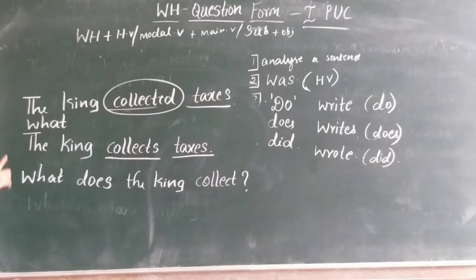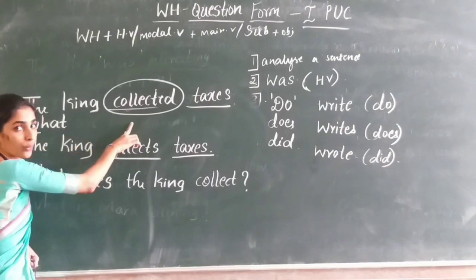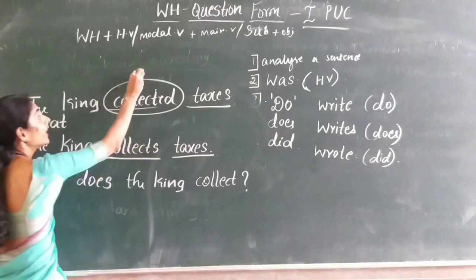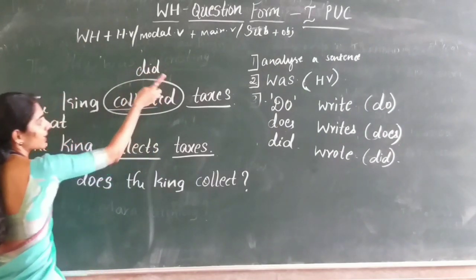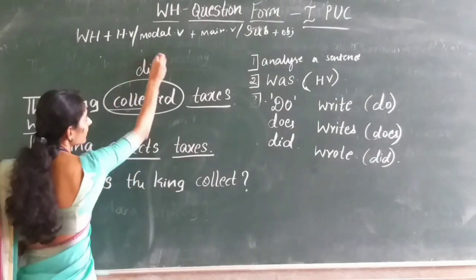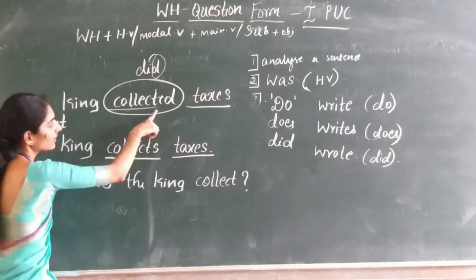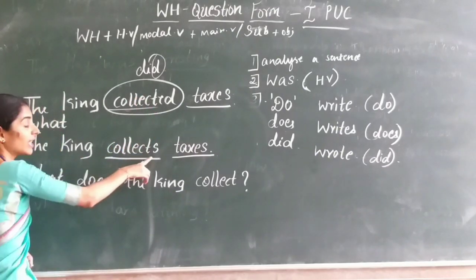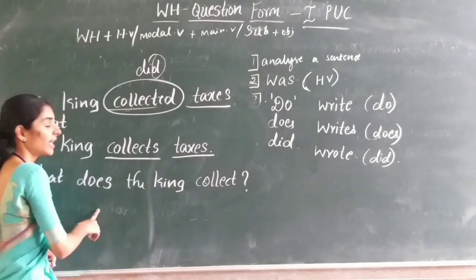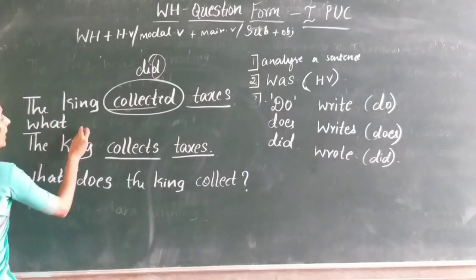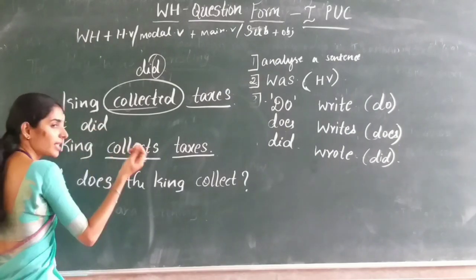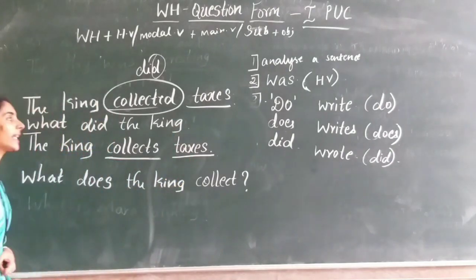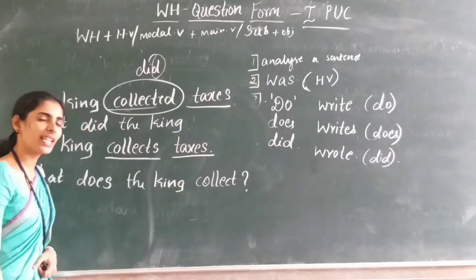Taxes, what? So what? Now do form. Collects takes does, collected takes did. Simple. Just remember this, last D. If there is past form of the verb in a sentence, then it takes did. If there is yes added to the main verb, then it becomes does. So now, what did, subject, what did the king? Now, what you have to write, collected or collect?